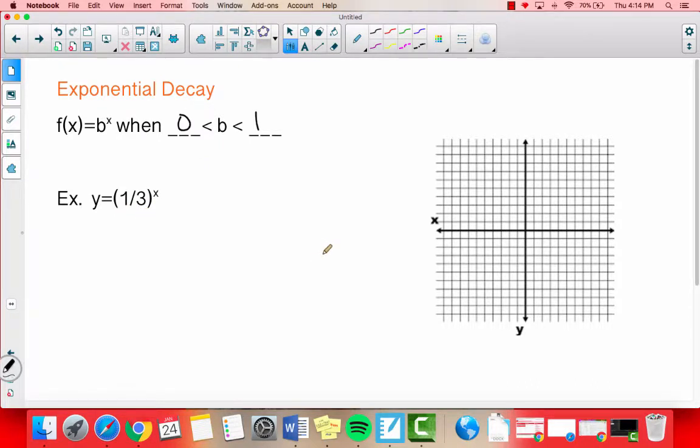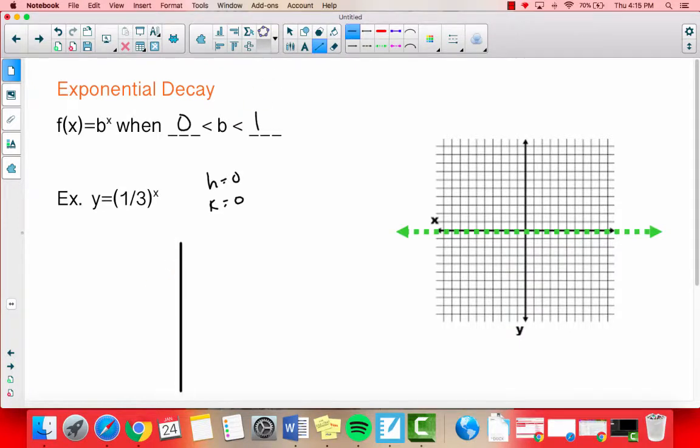And then we can just go ahead and graph. I've got an example here to start with. Notice that my h value is 0 and my k value is 0, so this doesn't shift left or right, and that also means that my asymptote is going to be at 0 here, so I can draw that horizontal line in, and then I can go ahead and plug into our table. So make your table, and we'll plug in some values for x and y.